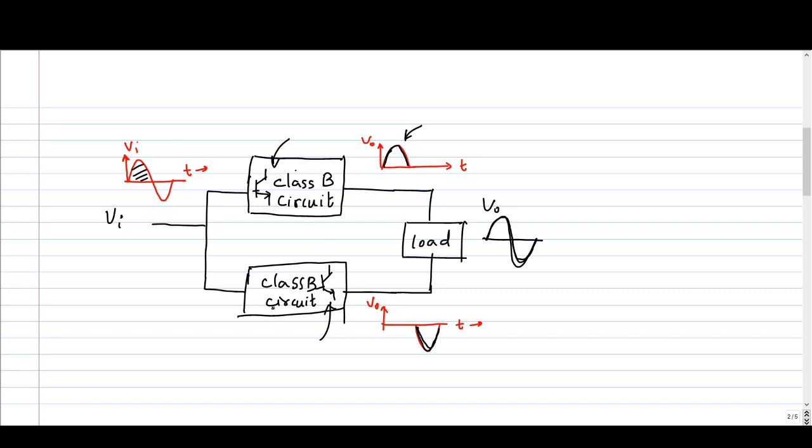Then this transistor in this lower Class B circuit will be active. It will turn on during the negative half cycle of input signal. So you will get output during the negative half cycle of input signal also. So the load will see a continuous waveform. It will see a full 360 degree full cycle waveform. Okay. So this particular arrangement where you are using two transistors which are operating in tandem in a push-pull mode is known as Class B push-pull power amplifier.